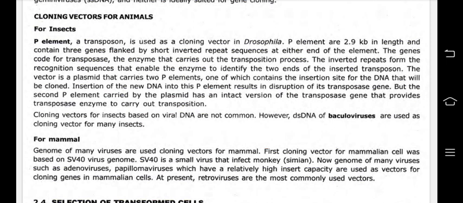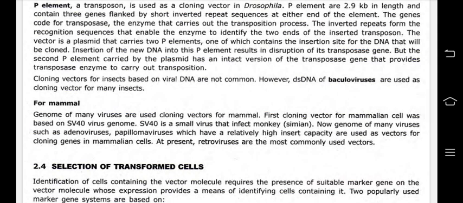Cloning vectors for insects based on viral DNA are not common. However, dsDNA of baculovirus is used as a cloning vector for many insects. For mammals, genomes of many viruses are used as cloning vectors. The first cloning vector for mammalian cells was based on the SV40 virus genome. SV40 is a small virus that infects monkey, simian. The genomes of many viruses such as adenovirus and papillomavirus, which have a relatively high insert capacity, are used as vectors for cloning genes in mammalian cells. At present, retroviruses are the most commonly used vectors.